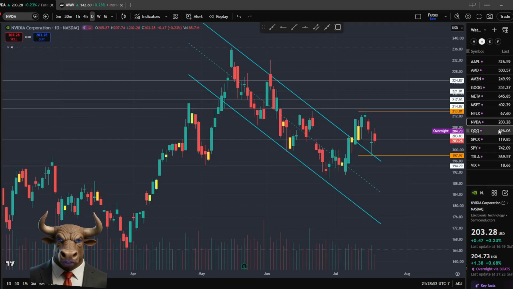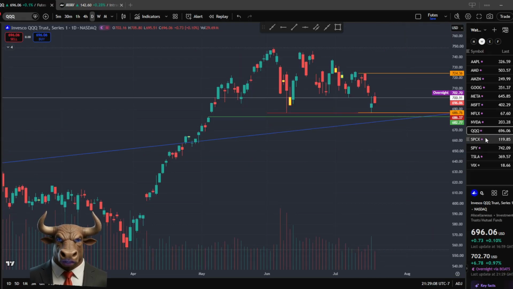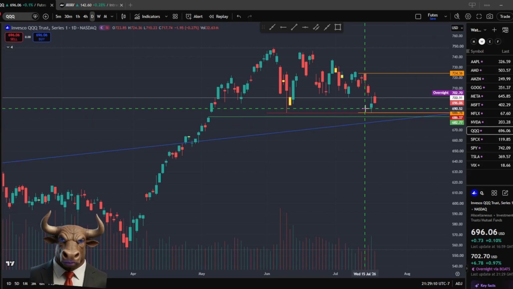Netflix is garbage. I'm going to probably take that off. Nvidia broke below this. This is kind of wait and see for me right now. I need to get above this level for me to want to turn bullish. A push down here, you know, we could look for a bounce. Nothing worth forcing.